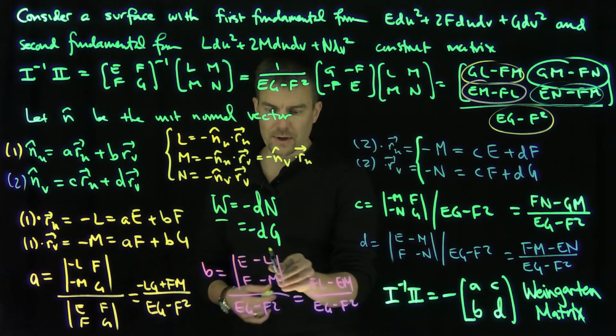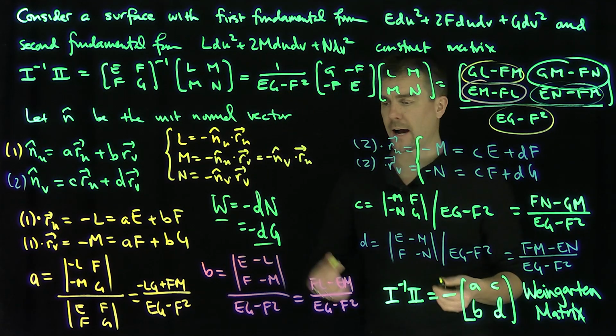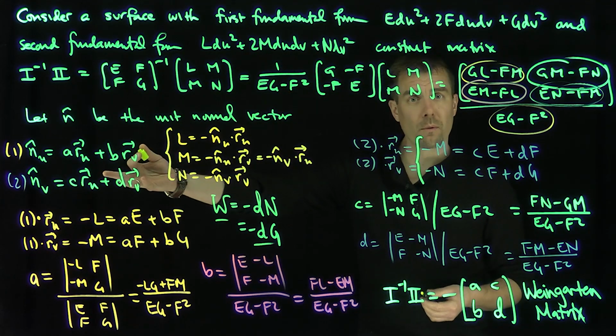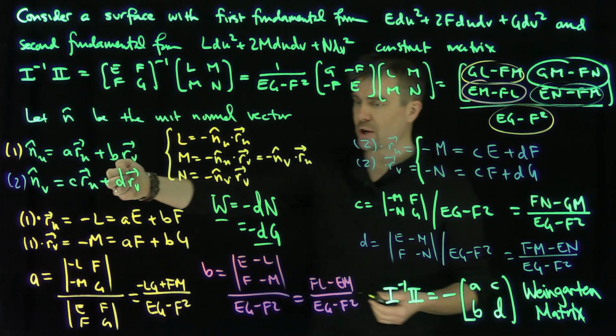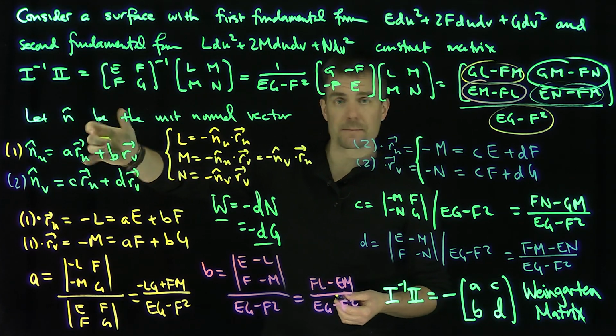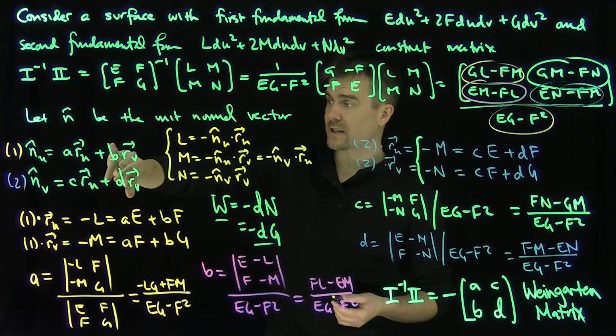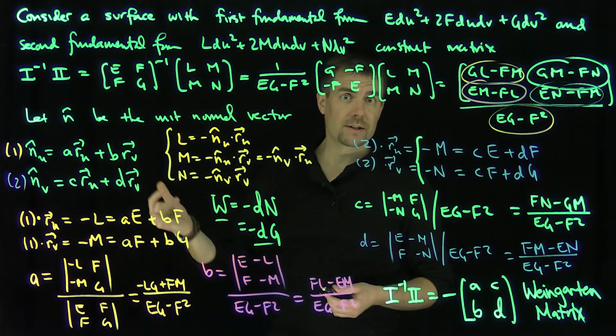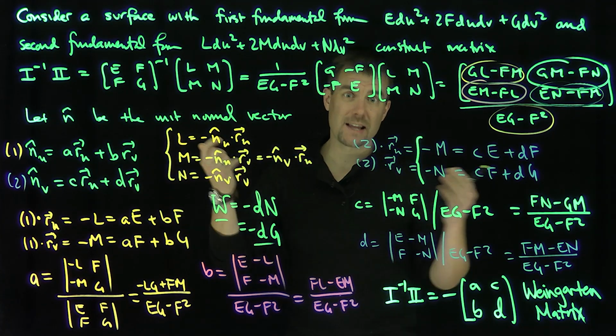Nonetheless, the Weingarten matrix is really the negative differential of the Gauss map, or the differential of the normal vector. So it's really the Jacobian transformation of the normal vector written in these bases. With respect to what basis? With respect to the bases RU and RV for the tangent space of the surface at that point.